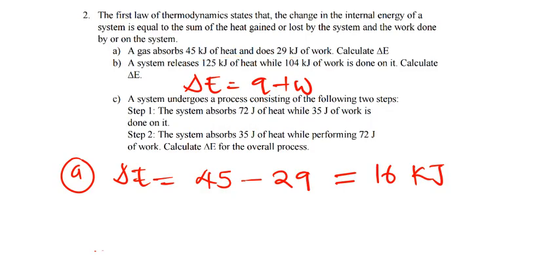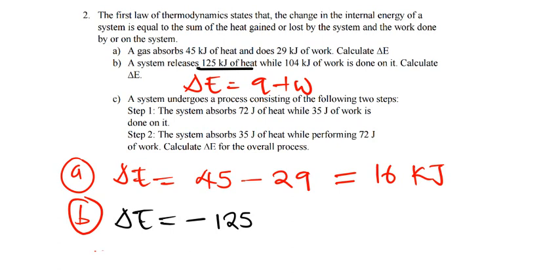Now if you go to B, pause the video and just try it out. B says a system releases 125 kilojoules. So that is emission, that is loss. So it will be negative 125 kilojoules, while 104 kilojoules of work is done on it. So work is done on the system. That will be a positive 104. So therefore the change in internal energy will be the difference. Negative 125 plus 104, negative 21 kilojoules.